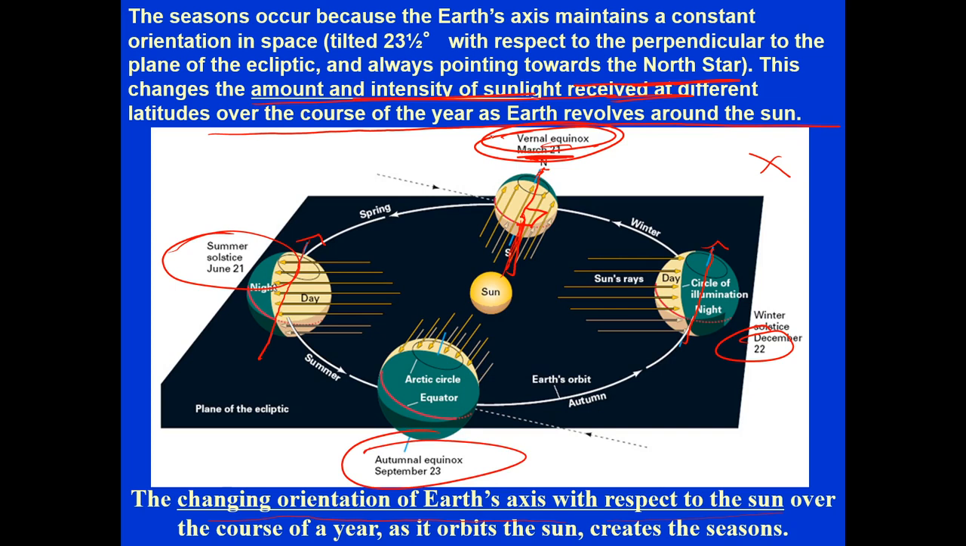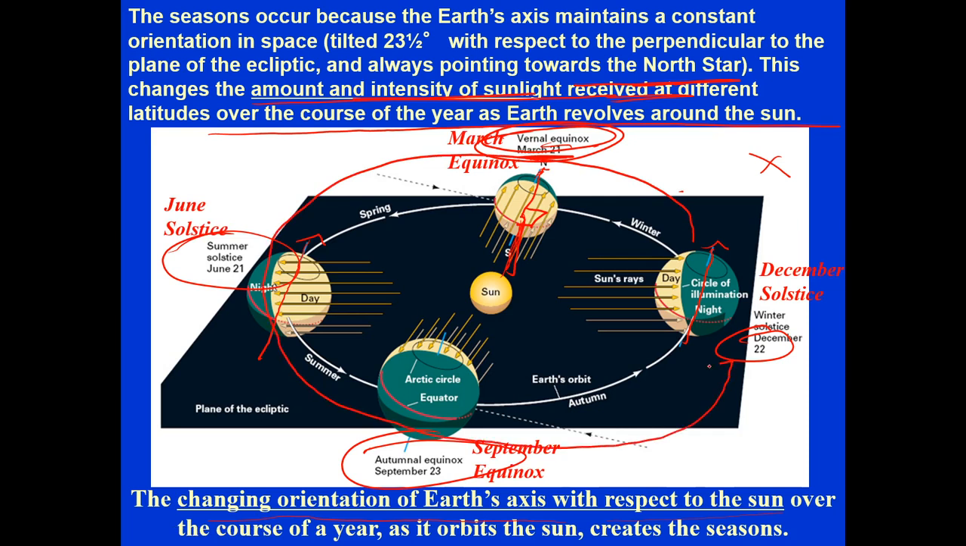Those are the 4 very important Sun-Earth geometry positions that give us the 4 seasons. Earth rotates counterclockwise. So we're going to go from winter to the vernal equinox, to the summer solstice, to the autumnal equinox, back to the winter solstice.